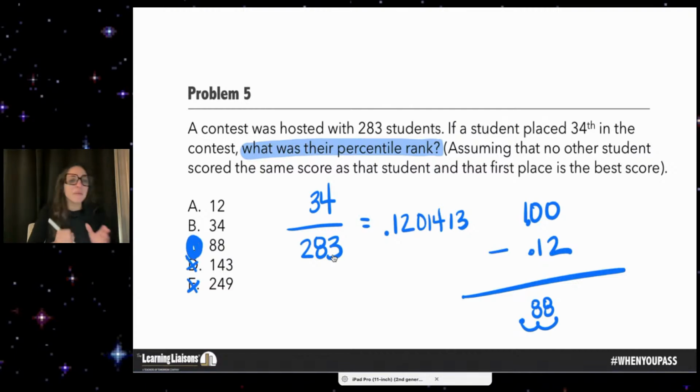Now, that makes sense because 34 is really good out of 283. If you scored 34th out of 283, you did really well. So your percentile rank is probably going to be pretty high comparatively. So really, the answer choices here were not the best because you probably could have conjectured that it was going to be 88 because it was greater than the 50th percentile, right? All right, let's go ahead and move on to the next problem.